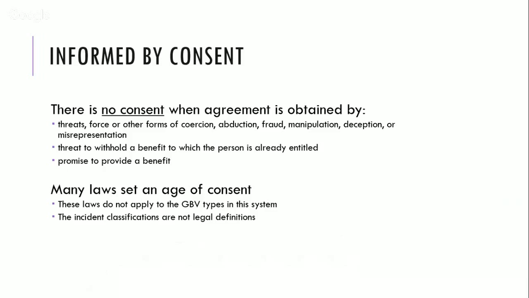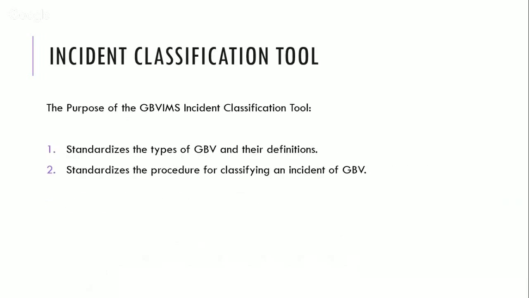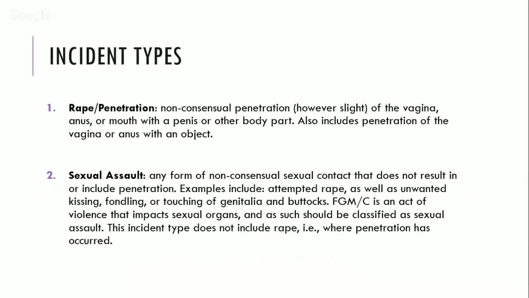So we had two parts of standardization. The first one was that we'd standardize the types of GBV and their definitions. So let's start there. Let's talk about the incident types. The first one is rape or penetration. This is the non-consensual penetration, however slight, of the vagina, anus, or mouth with the penis or other body part. This also includes penetration of the vagina or anus with an object.